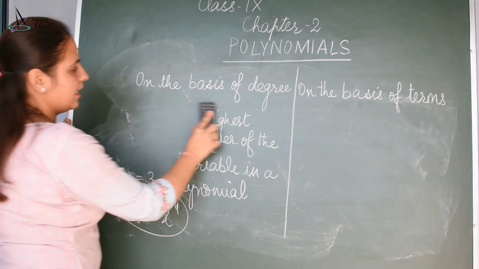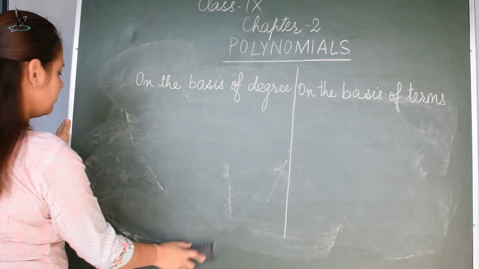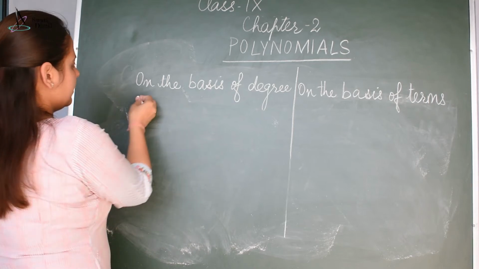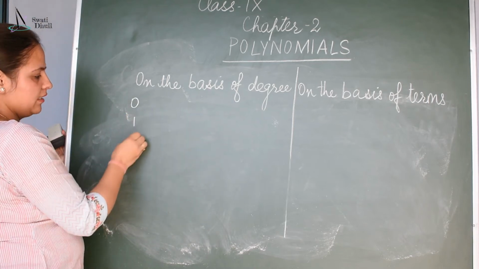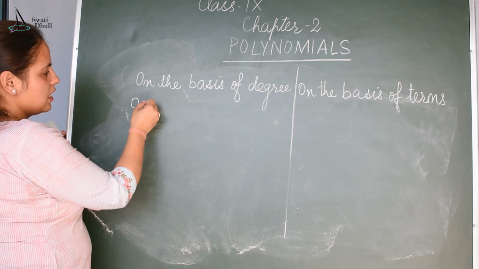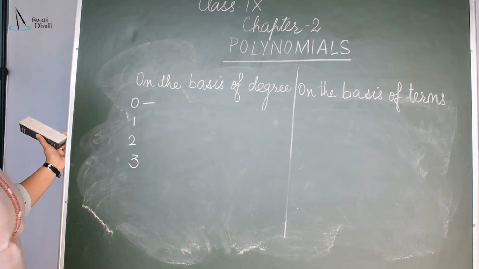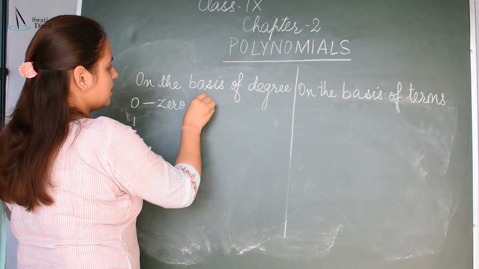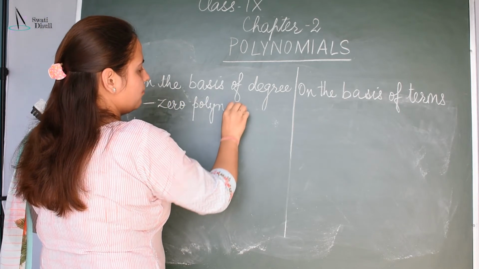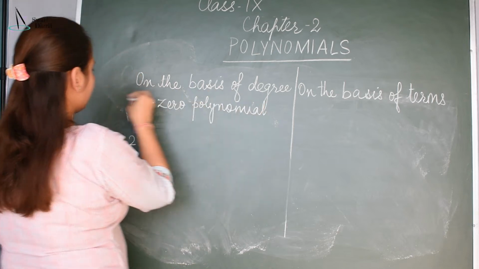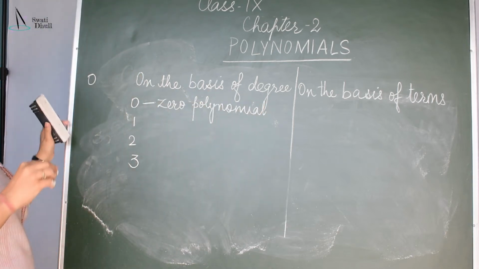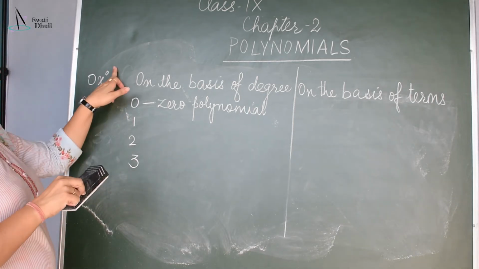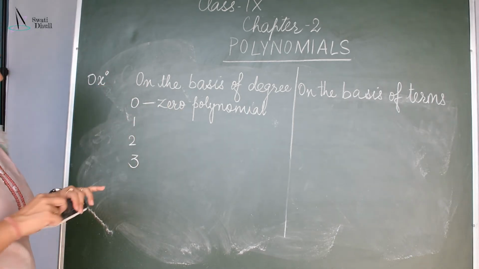Now, let us define polynomials on the basis of degree. The degree can be 0, 1, 2, 3. If the degree is 0, you can say that it is a 0 polynomial. We have already studied that if I have 0 multiplied with x to the power 0, its degree is 0, so it is known as a 0 polynomial.